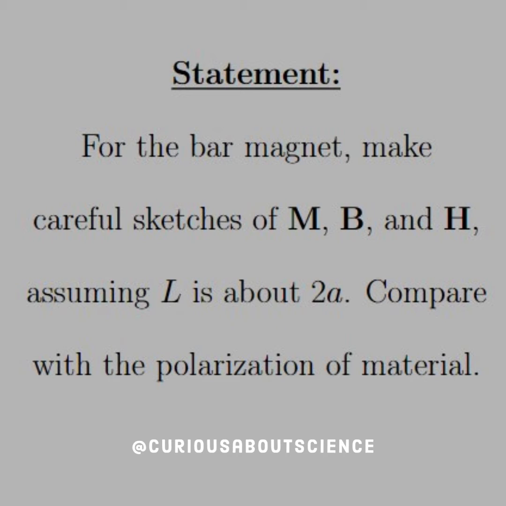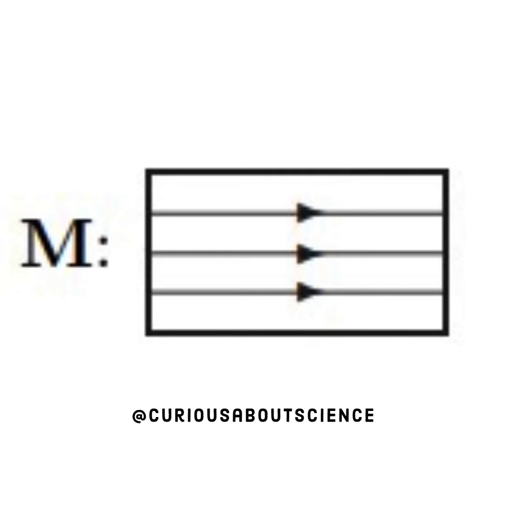Okay, let's review. M is the magnetization, similar to polarization. B is the magnetic field, similar to the electric field. And H is the auxiliary field, or the field in matter, and that's similar to the electric displacement field. All right, so M, magnetization, has to run in the material. This is fairly close to what we saw in P, assuming the polarization is uniform.